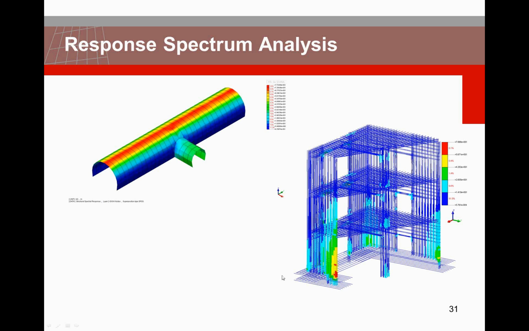Here we see, for instance, the reinforcement bar of a reinforced concrete structure, and we see the maximum stresses occurring in the reinforcement bar, which can give an indication of where the construction may start yielding or getting damaged.